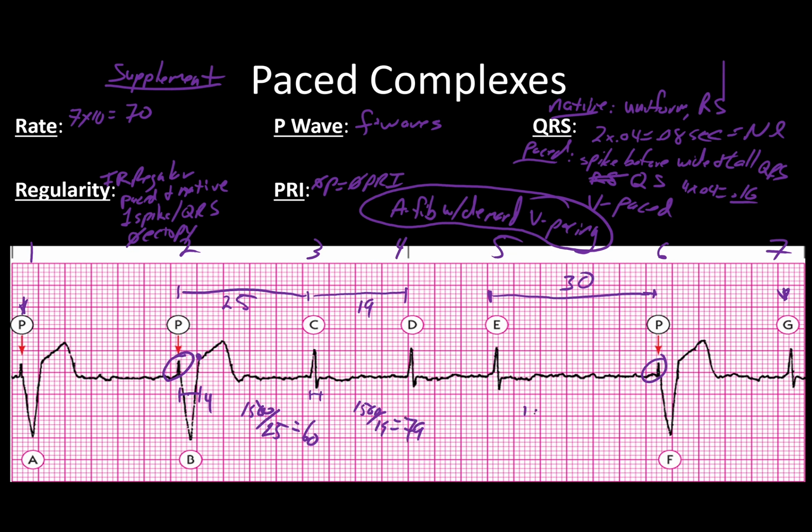And then 1500 divided by 30 gives you a rate of 50. So it looks like this patient's pacemaker is set so that if the heart rate drops below 50, which is what happened here, the pacemaker will kick in and help keep the rate above that mark. Whereas in this section here, the heart rate was fast enough that the pacemaker didn't have to do anything because the native rate was adequate enough.